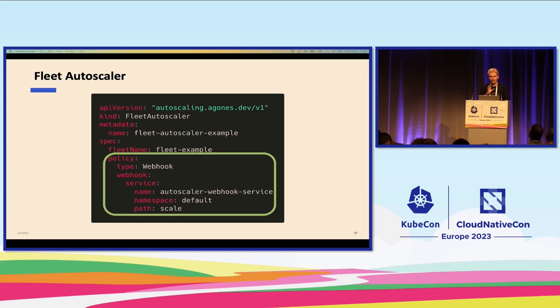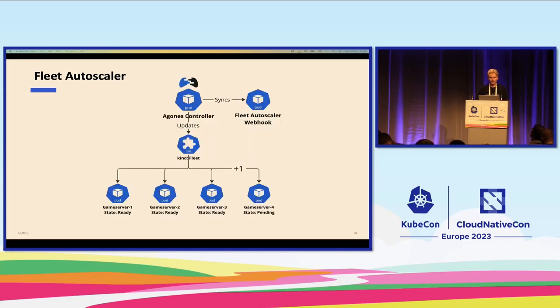But effectively, you can point Agones to a custom service that you have designed, and it will tell Agones how many pods it wants at any point. So the Agones controller will periodically get updates from this fleet autoscaler webhook, and this will tell it how many of each type of game server it needs. This means you can code a lot more game-specific logic into this fleet autoscaler webhook.